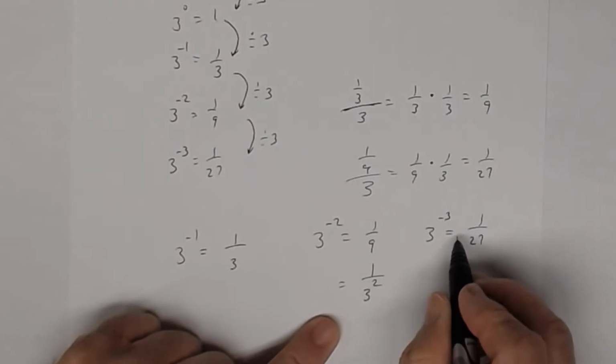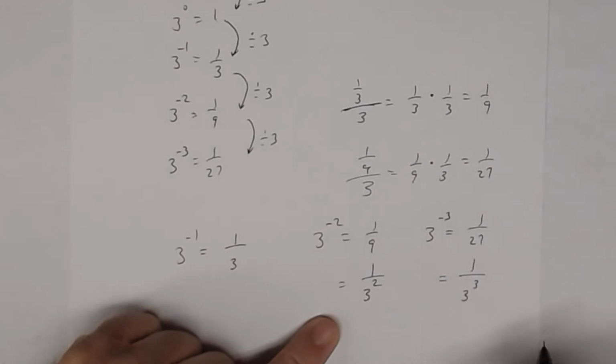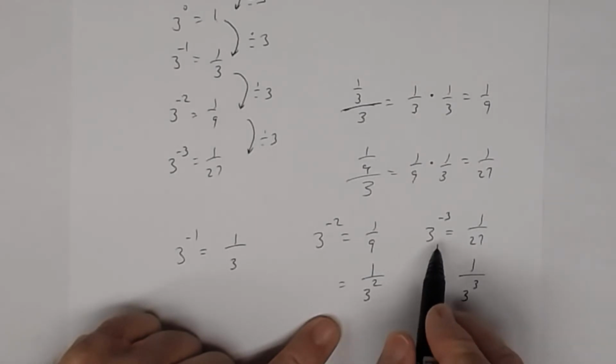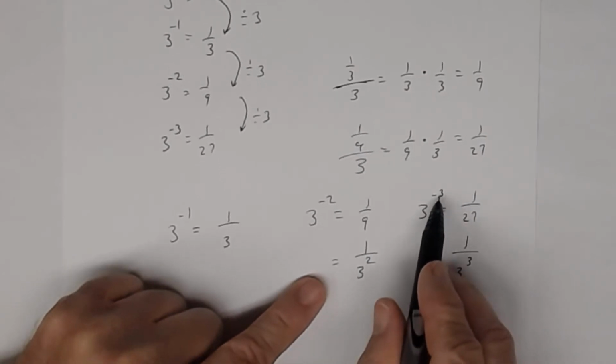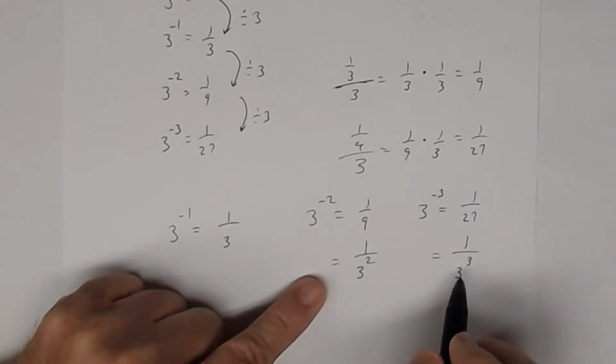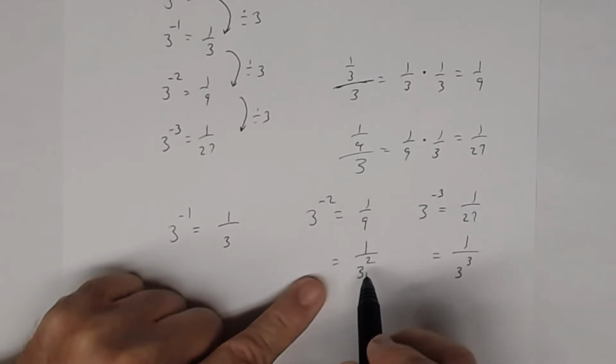Okay, and then 1 over 27, I can write as 1 divided by 3 cubed, because 3 cubed is 27. So you see this pattern? Look carefully. 3 to the negative third, if I want to make that exponent positive, I'm going to put this expression in the denominator with the exponent being positive. So 3 to the negative third means 1 over 3 cubed. 3 to the negative second means 1 over 3 squared.